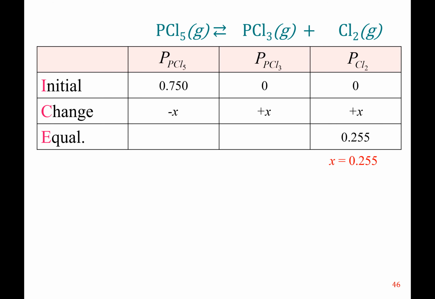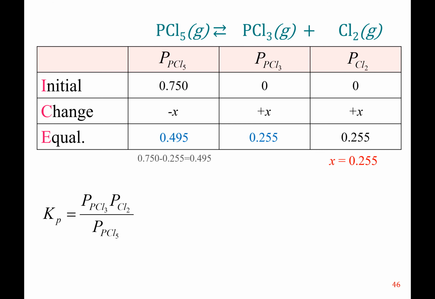Okay, so let's see what we can fill in. Just based on this column, we know that if it's starting from 0 and going up by x, then x must be equal to 0.255. That means we also know that this value is 0.255, since it's the exact same column, 0 plus x. And then all we have to do is subtract that same number from our initial pressure over here. So that fills in our equilibrium line completely.